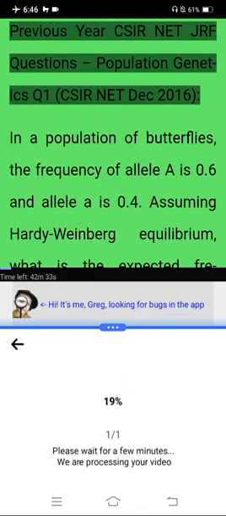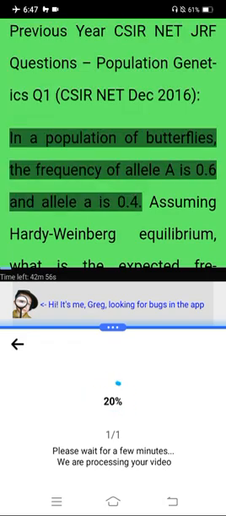Previous year CSIR NET JRF questions. Population genetics, Q1, CSIR NET December 2016. In a population of butterflies, the frequency of allele A is 0.6 and allele a is 0.4.